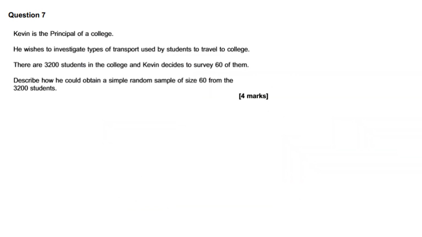Onto the statistics section, and this is all about sampling. So we've got a principal of a school. There's 3,200 in the school. We want to take a survey of 60 of them, and we want a simple random sample. So random we can only have when we've got a sampling frame, which is a list of all the students. But because we know we've got 3,200, we've got everybody in this population, so we can do a random sample.